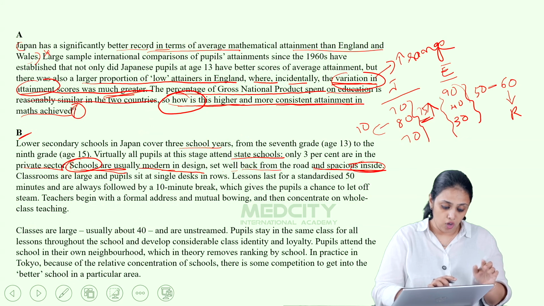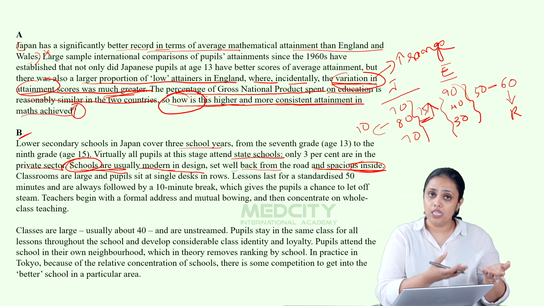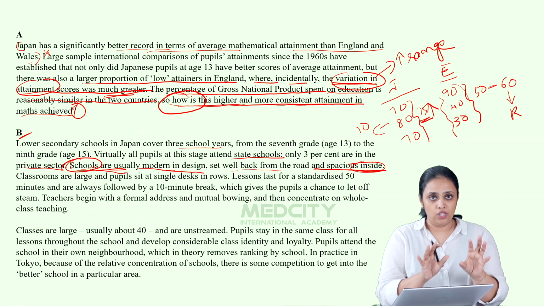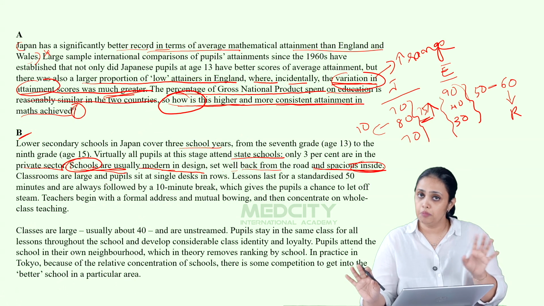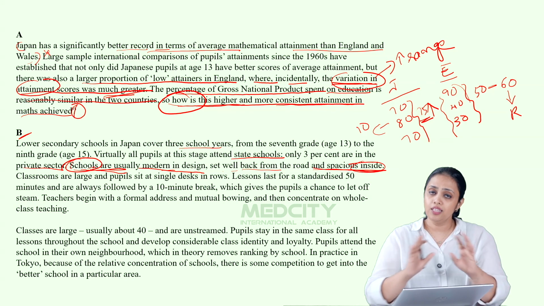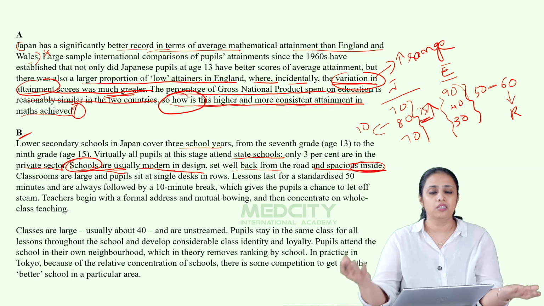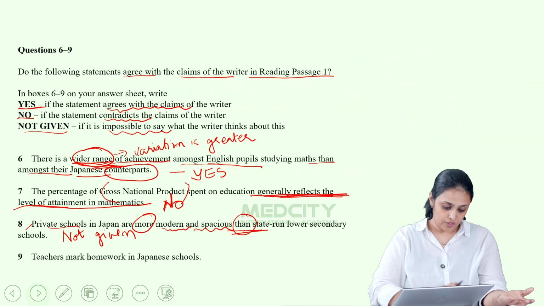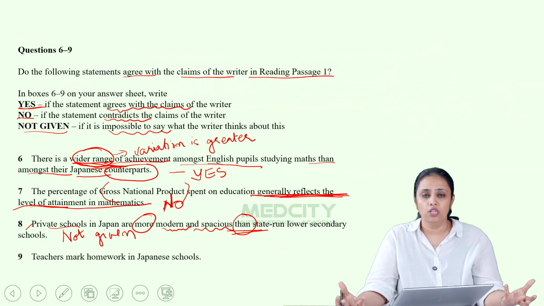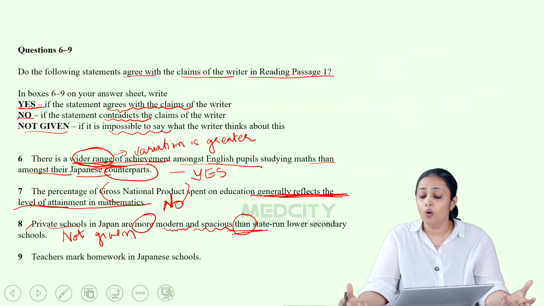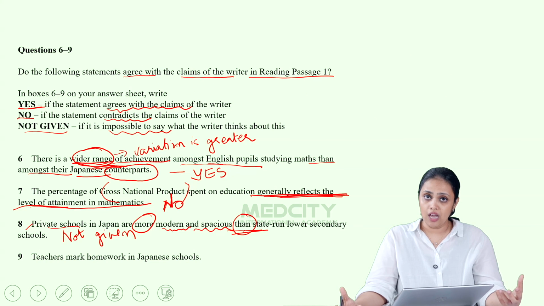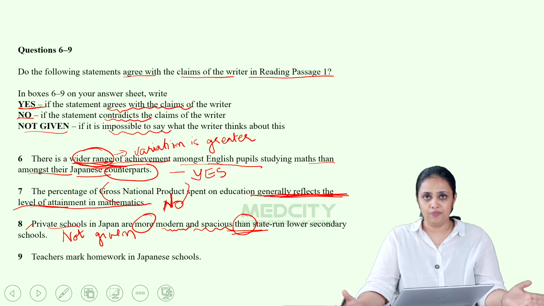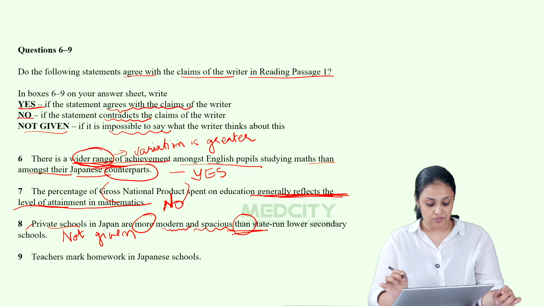Now here they have not mentioned specifically about state-run schools or private schools. They generally said how the students are allocated in private schools and public schools. Then they're generally talking about schools. No comparison has been made. So for that reason, it's not possible for us to judge how spacious and how modern the private schools or the government-run schools are. So for that reason, the answer is not given.